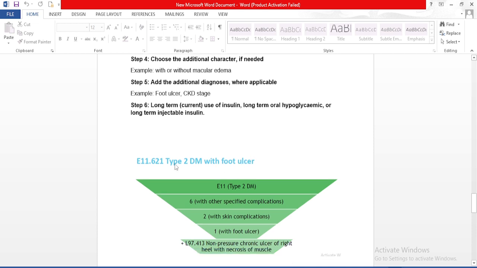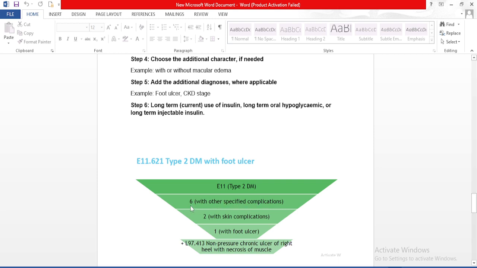So we have an example here. Patient has type 2 diabetes mellitus with right foot ulcer. So how do we code this one? First we need to check the type of diabetes. Here it is mentioned type 2 diabetes, so E11. We have selected E11. Next we need to check the complications. Foot ulcer comes under other specified complications.